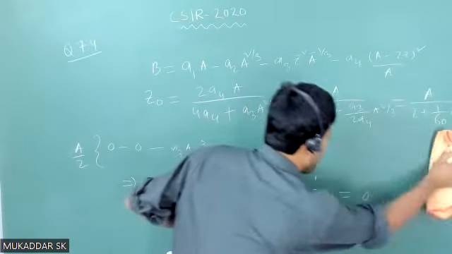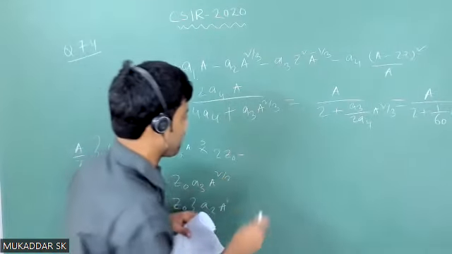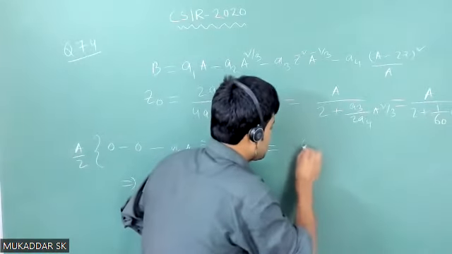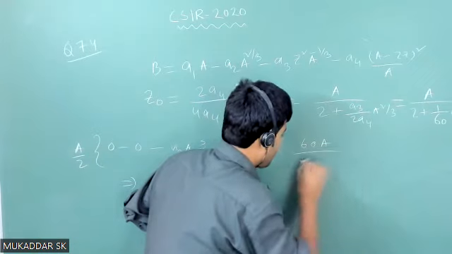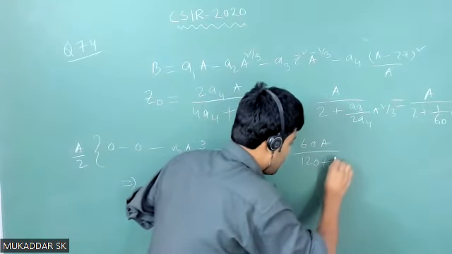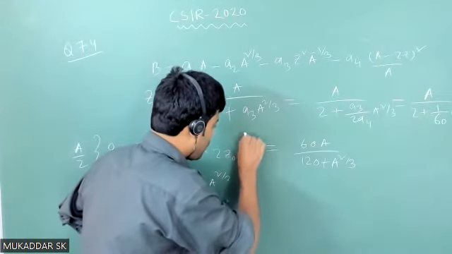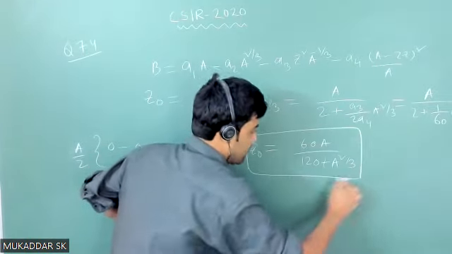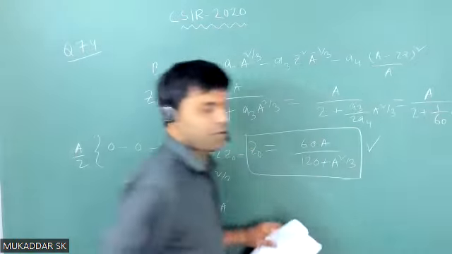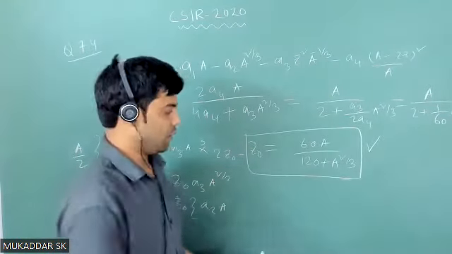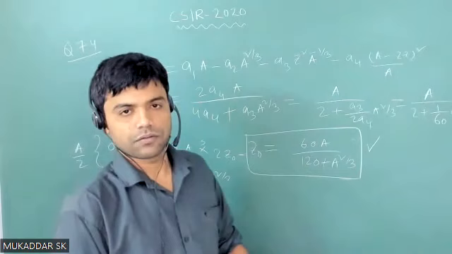Now if you simplify this, you'll get 60A divided by 120 plus A^(2/3). So this is the atomic number of the naturally stable isobar from the given data. So this will be the correct option. Thank you.